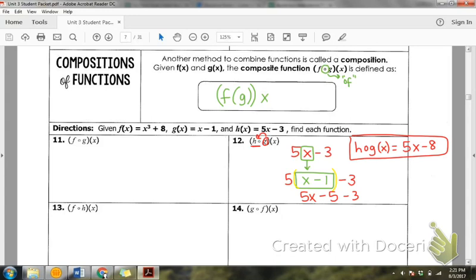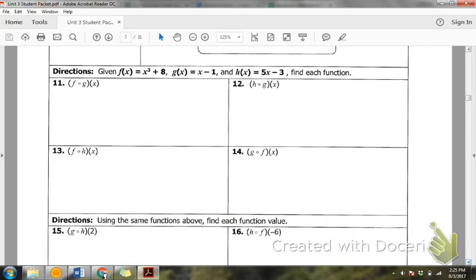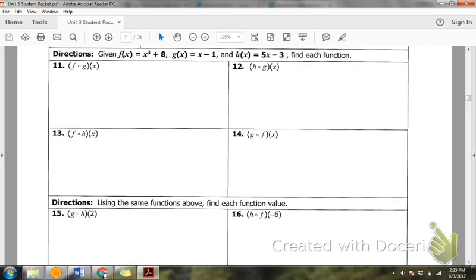Okay, let's look at number 13. We're going to set 13 up, but we're not going to solve it. So let's set up 13. So again, we're starting on 13 with what? We're starting with our f function. So let's write our f function down. Number 13. So I have x cubed plus 8.